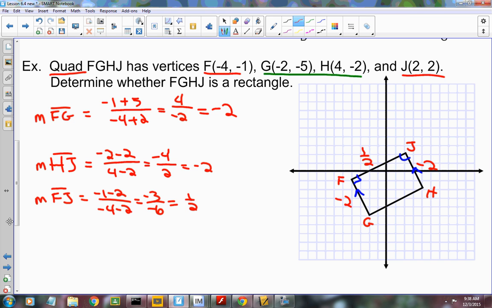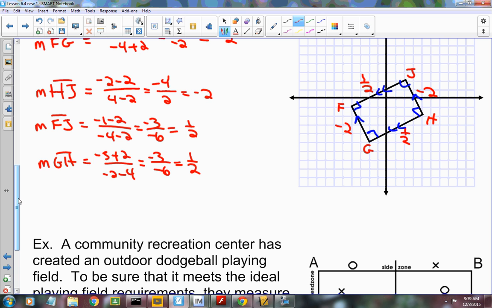Then I want to look at the slope of GH. That would be -5 minus -2 over -2 minus 4, which is -3 over -6, which is a positive 1/2. Okay, so that tells me that these are parallel and that these are also perpendicular, right? So is this a rectangle? Yes. We say FGHJ is a rectangle.